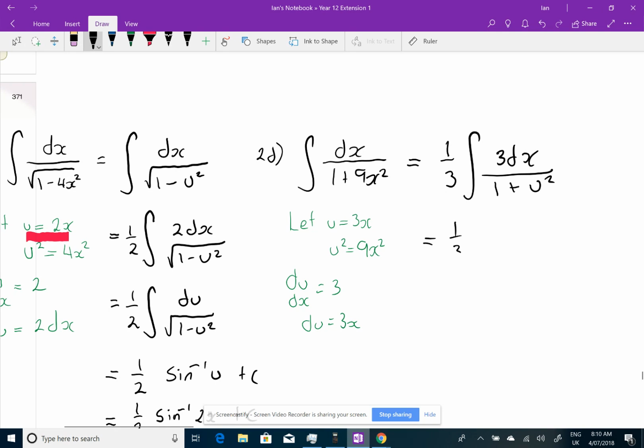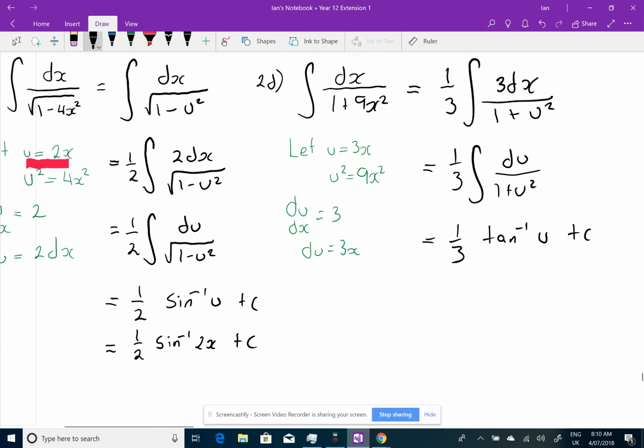And 1/3 du on 1 plus u squared. And that's easy because that's 1/3 inverse tan u plus c. And I put in my substitution, which is 3x plus c. And to me, that makes so much more sense.